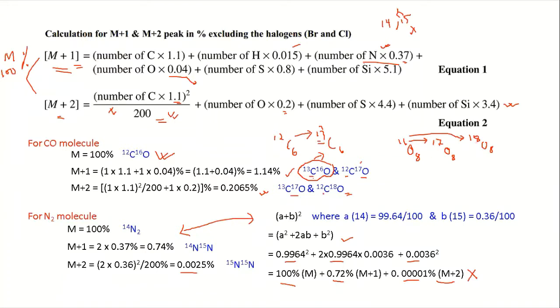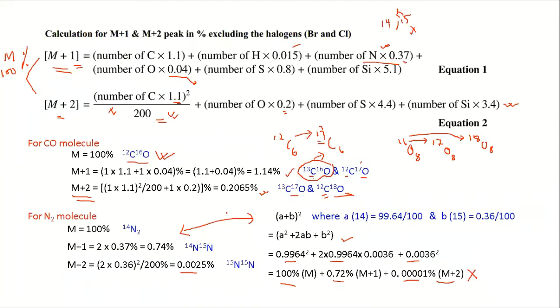So when we consider M plus 2, you keep the carbon the same, 12, and add 18O. Just look at the difference: this is 12C16O, here 12C18O. How much difference in molecular weight? Plus 2, right? 16 became 18, plus 2. So that's why it is an M plus 2 contribution.